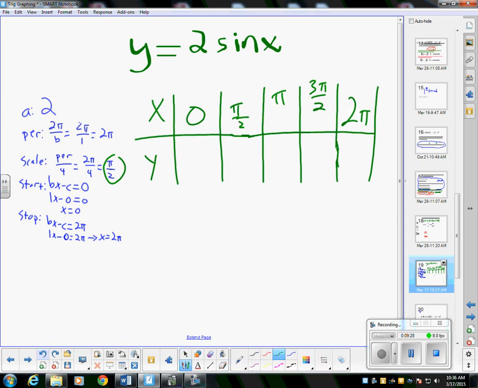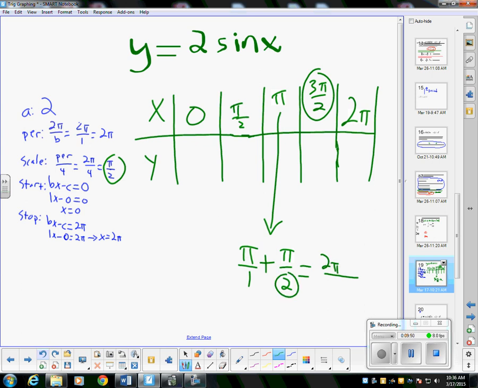2x, no, that's 2 pi. This number right here comes from taking this pi and adding to it the scale number, pi over 2. Well, this is like saying pi over 1. All right? I need to find a common denominator and all that, but the way I do it is I multiply 2 times pi, this 2 times this pi, and then add this 1 times this pi, which is a pi, and then multiply 1 times 2.